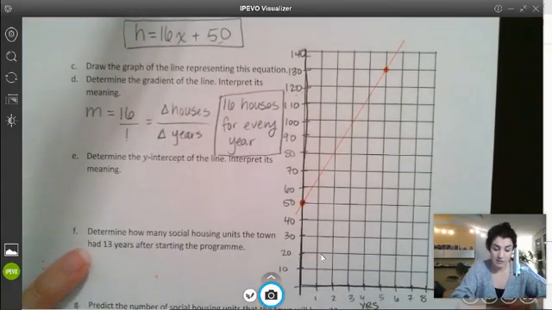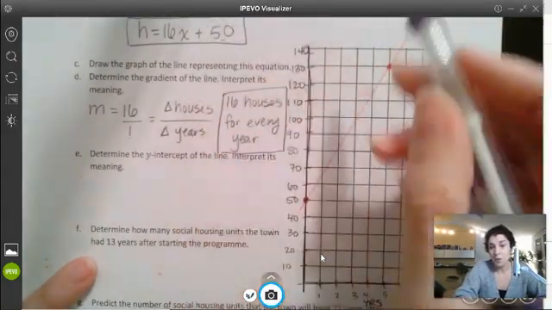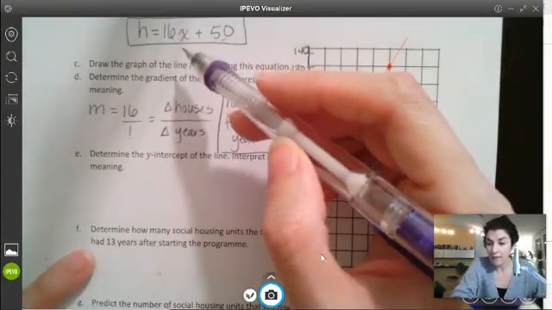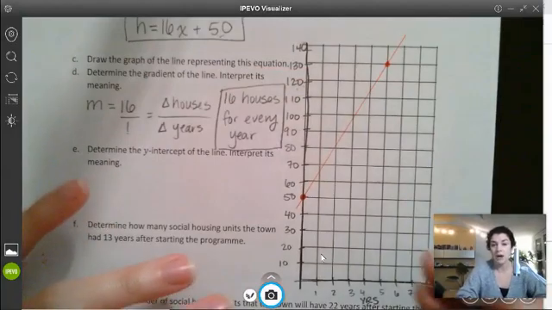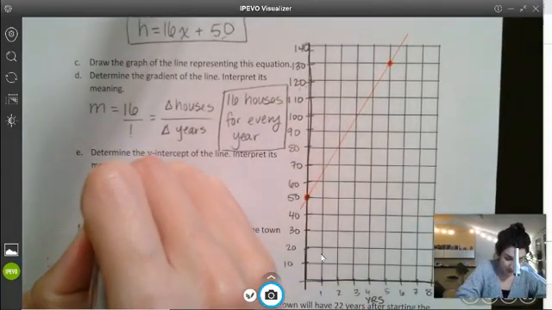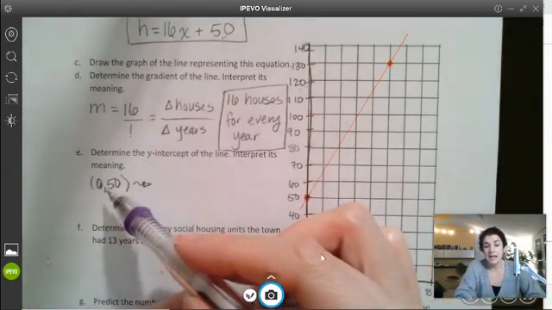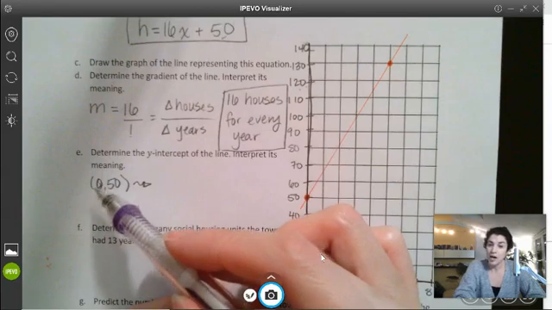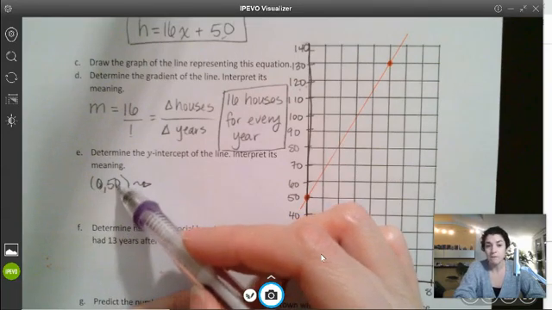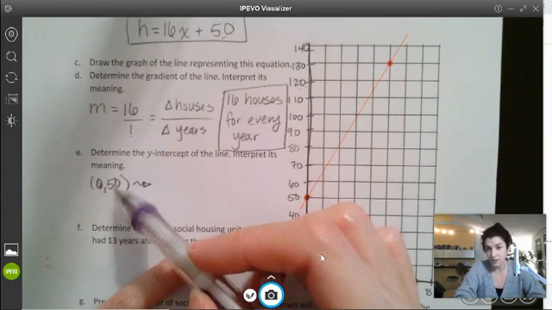Determine the y-intercept of the line and interpret its meaning. The y-intercept is our b value, or we could go back here and plug in 0 for x. If we didn't have it in that form, it's always easy to find that y-intercept. The y-intercept is (0, 50). Interpreting its meaning means that at 0, which is our x value, which means 0 time has passed, there were 50 houses, right? Because 50 is your y value and y is houses.